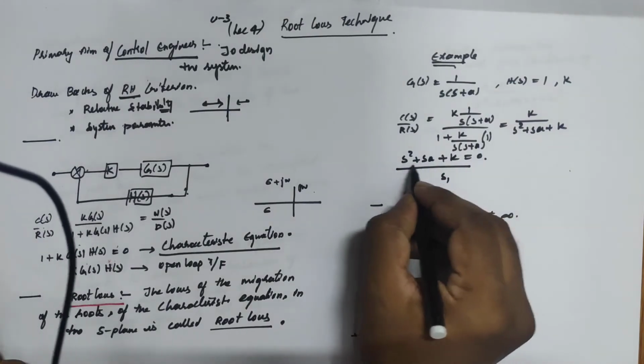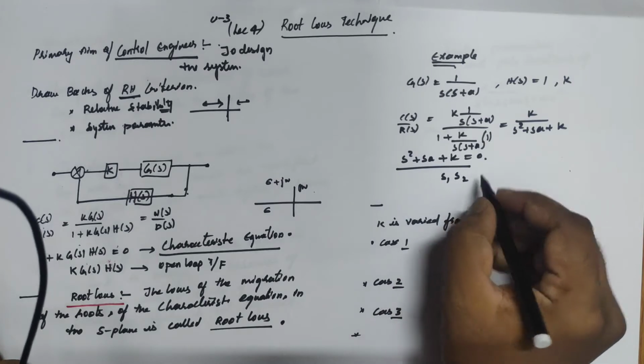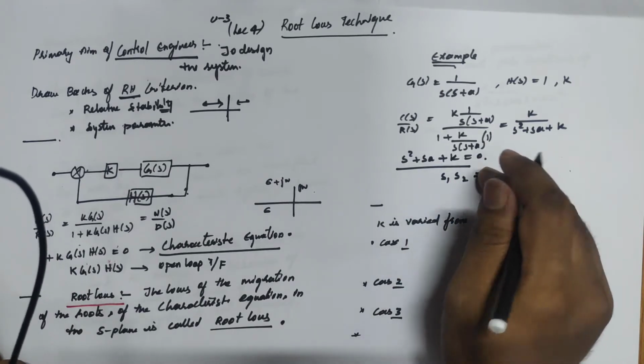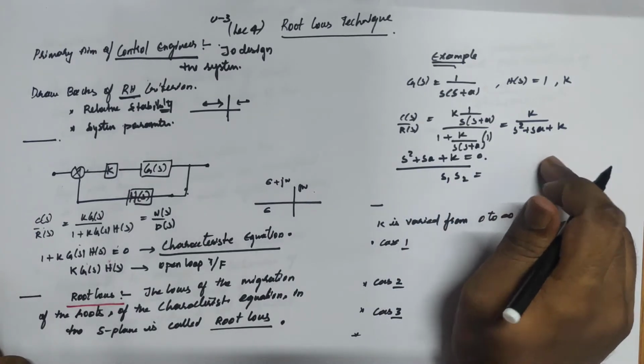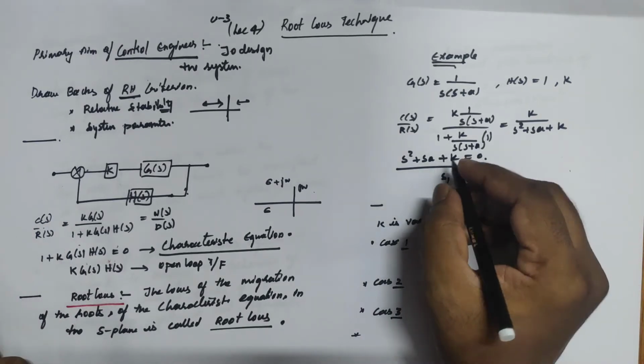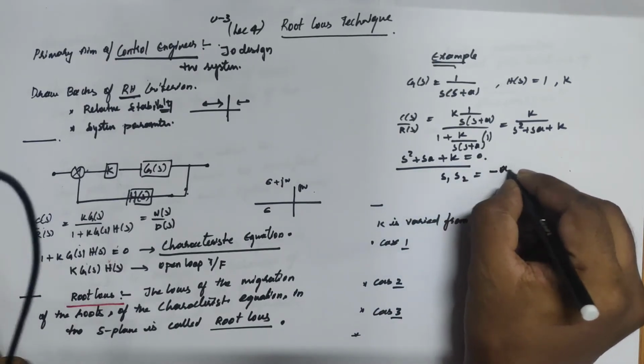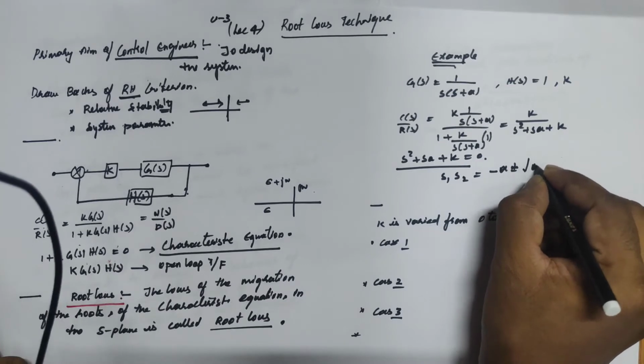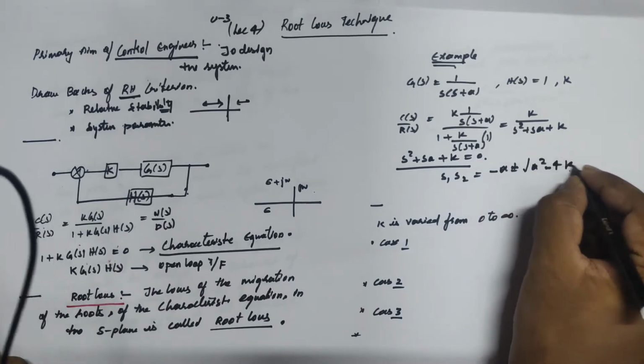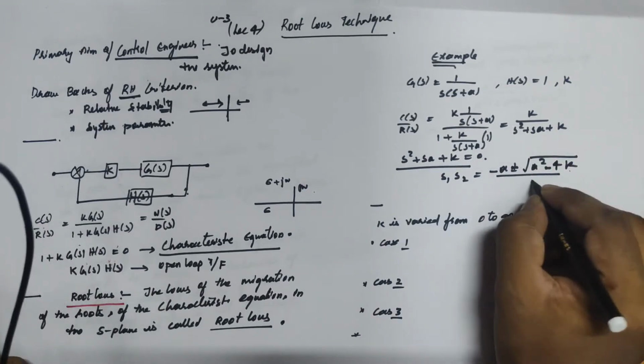Let us take a second order function, so you'll have two roots. By the basic equation, minus b plus or minus root over b square minus 4ac, divided by 2a, if you substitute all those values, I'll get minus a plus or minus root over a square minus 4k, divided by 2.